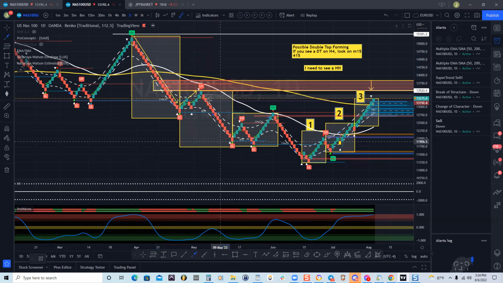Right. You could use the trend. Elliott wave too. It'll help you out with that trend.